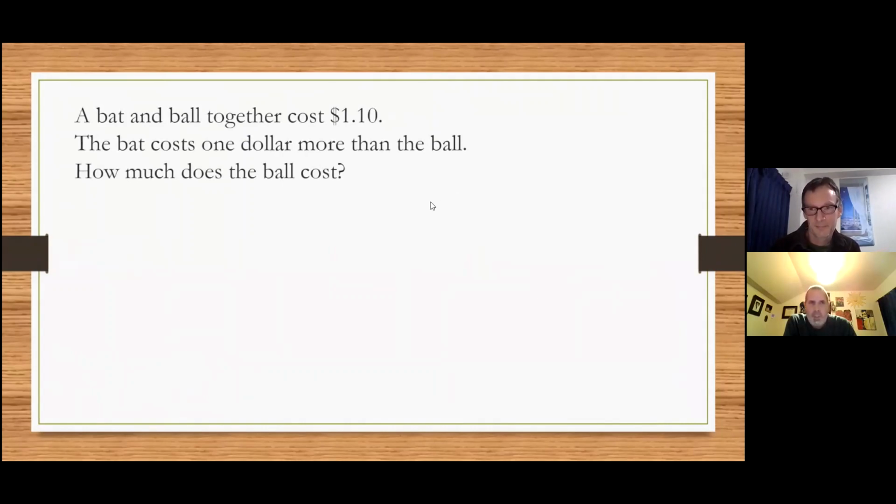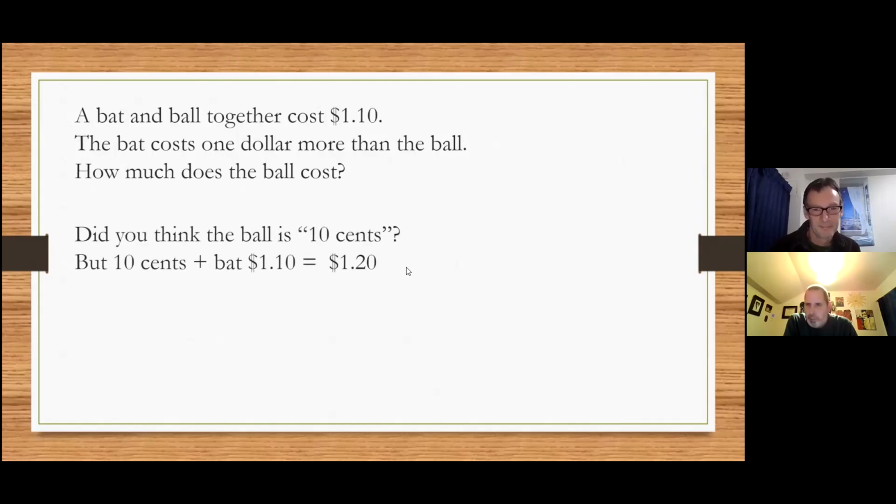So imagine a bat and a ball together cost $1.10. The bat costs $1 more than the ball. How much does the ball cost? I'll just give you a few seconds to think about that. Okay, you got a figure in your head? Did you think the ball was 10 cents?